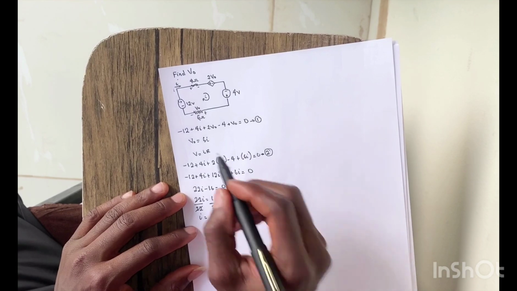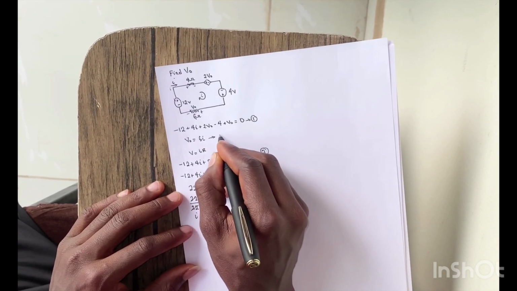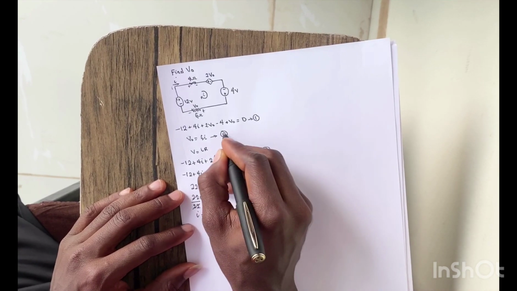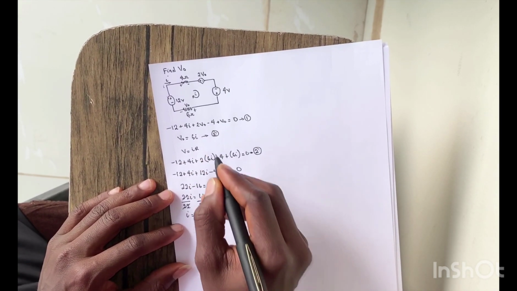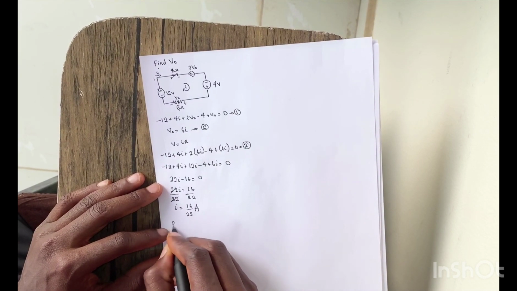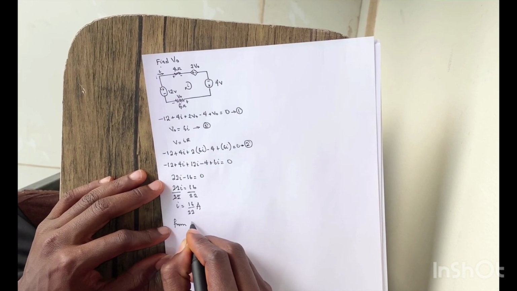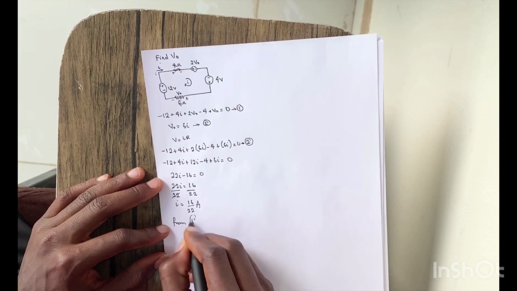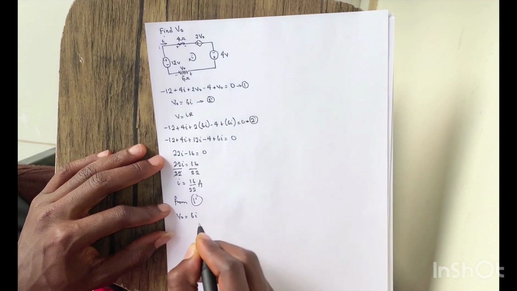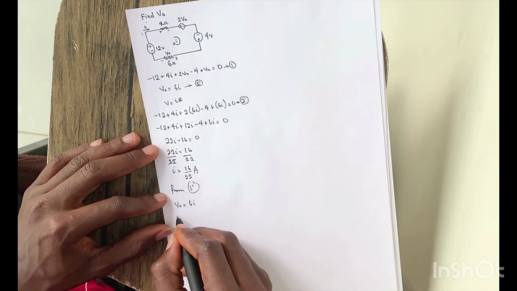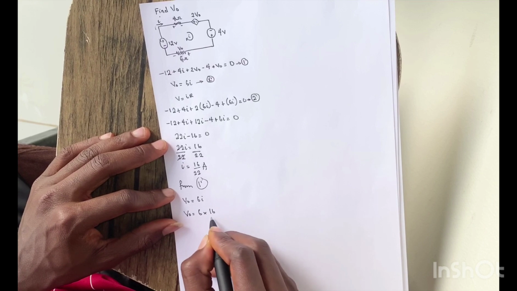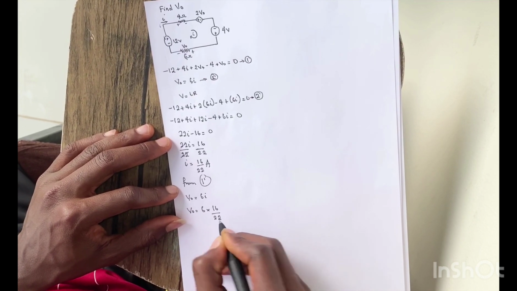Let's call this equation 1 prime. To find VO, from equation 1 prime, we know that VO is equal to 6I. I've already found our I, so VO is now equal to 6 times 16 over 22. You can decide to break this down.